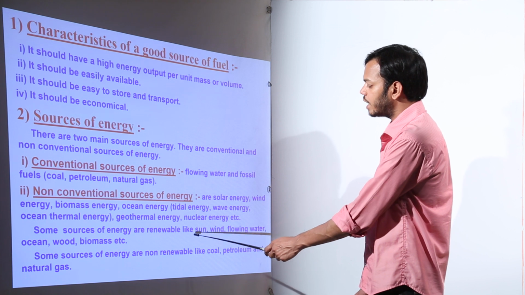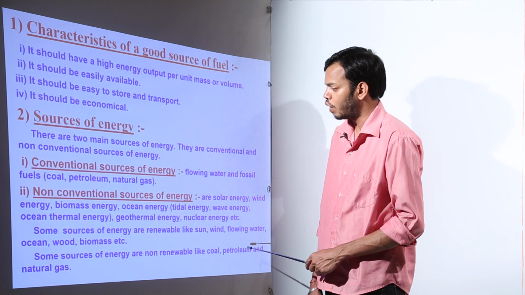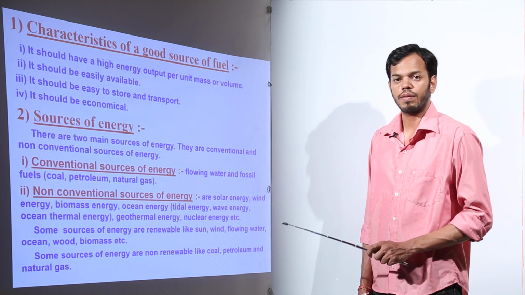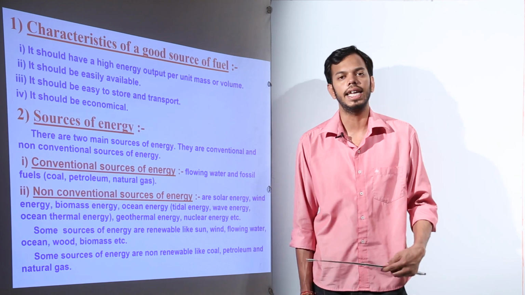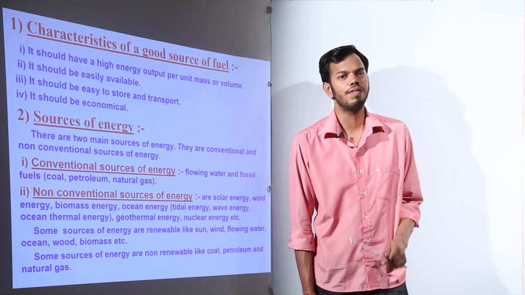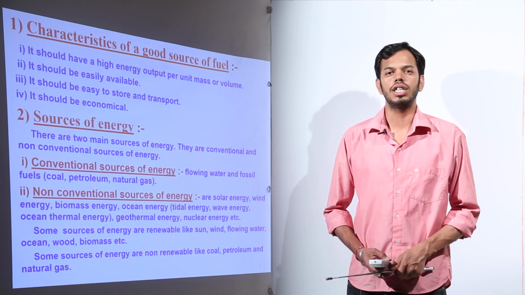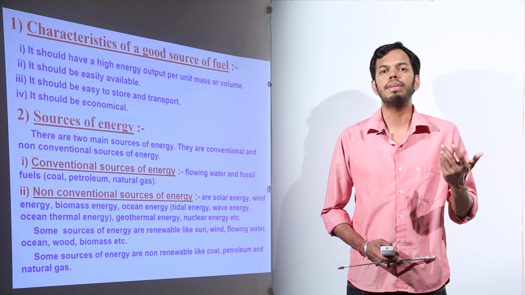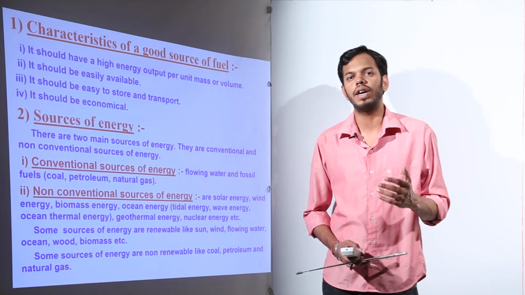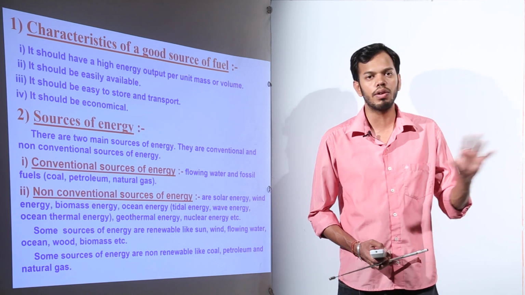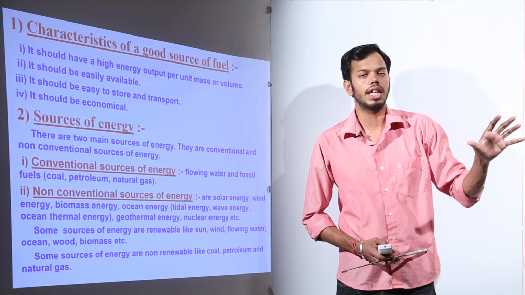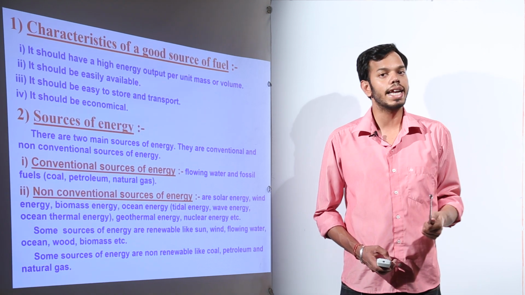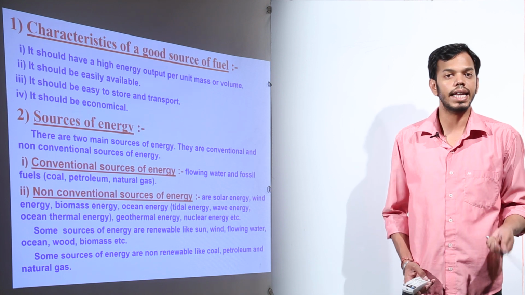Some sources of energy are renewable, like sun, wind, flowing water, ocean, wood, biomass. Out of these, some sources of energy are renewable, that means they can be used again and again. For example, if we build machinery to harness the energy of wind, that means we are talking about a windmill. We convert wind energy into electricity because we have already planted a windmill there. Every time wind blows, we are going to get energy. So this kind of energy can be harnessed again and again.